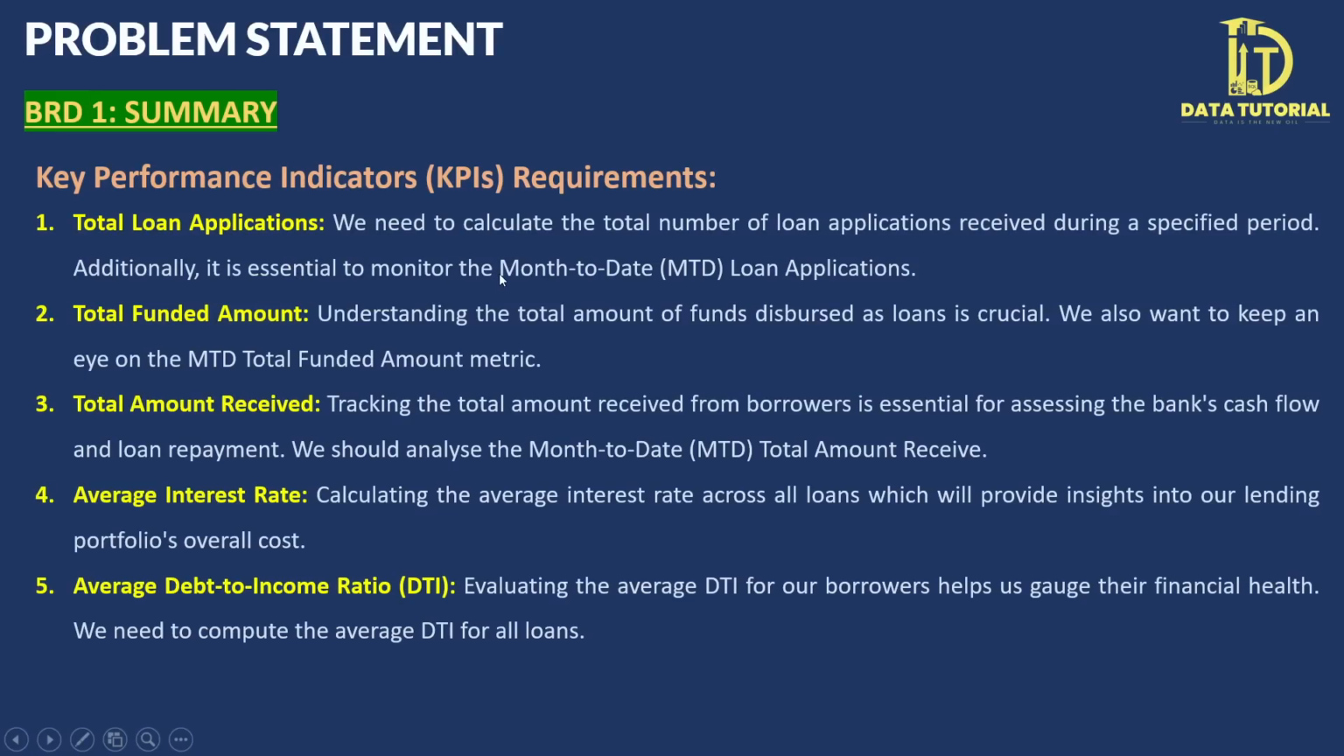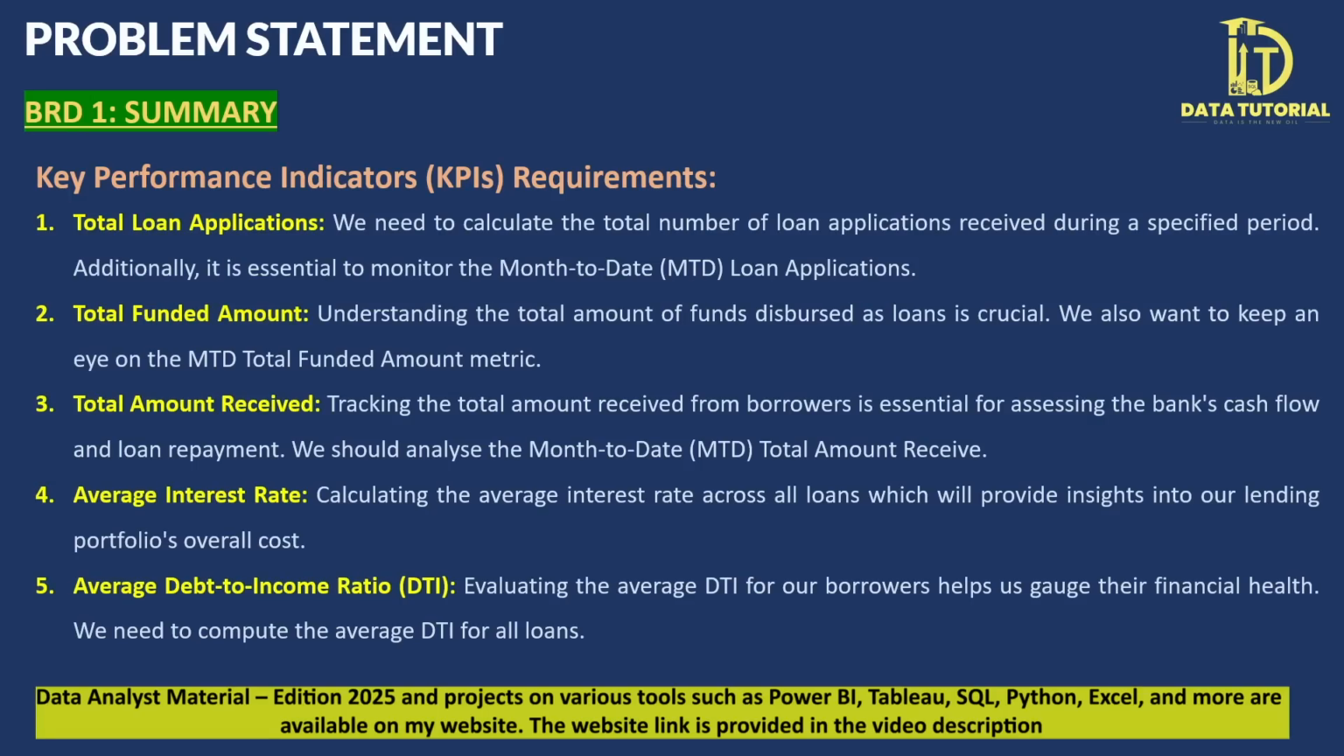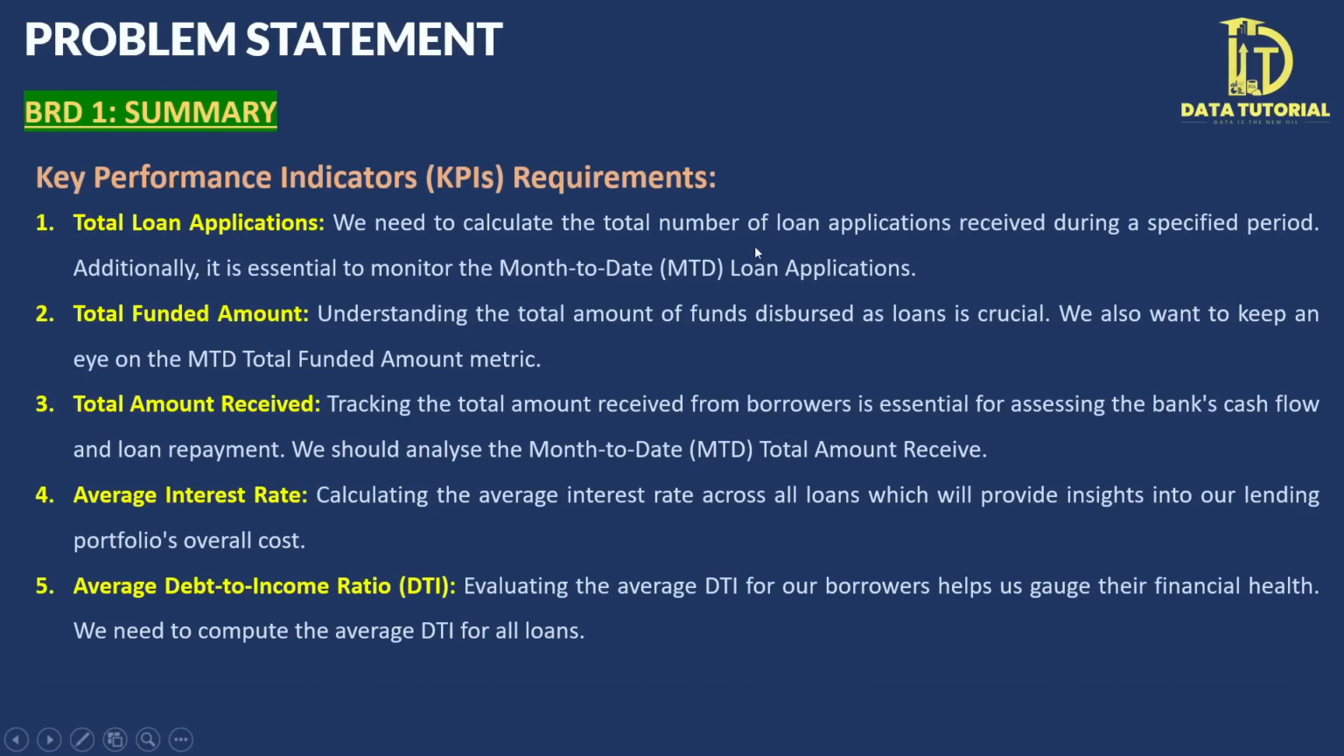Additionally, we have to find out the month to date loan applications also. What is meant by month to date is, let's say right now we are in the month of August 2025, so the month to date loan applications would be the August month loan applications. Sometimes we also compare it with the last month's month to date applications, to find year on year or month on month growth. We are not going to do that over here, but if you have time and want to explore different areas, you can do that.